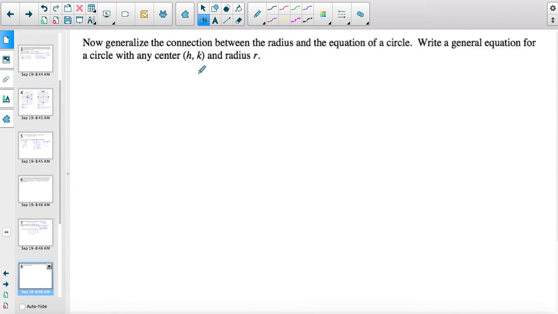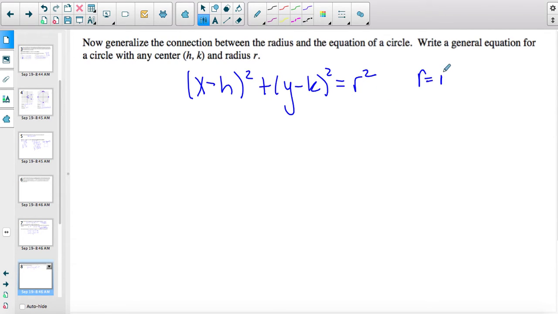Once again, to summarize, x minus h squared plus y minus k squared equals r squared. r is the radius, (h, k) is equal to the center, with h as your x and k as your y.